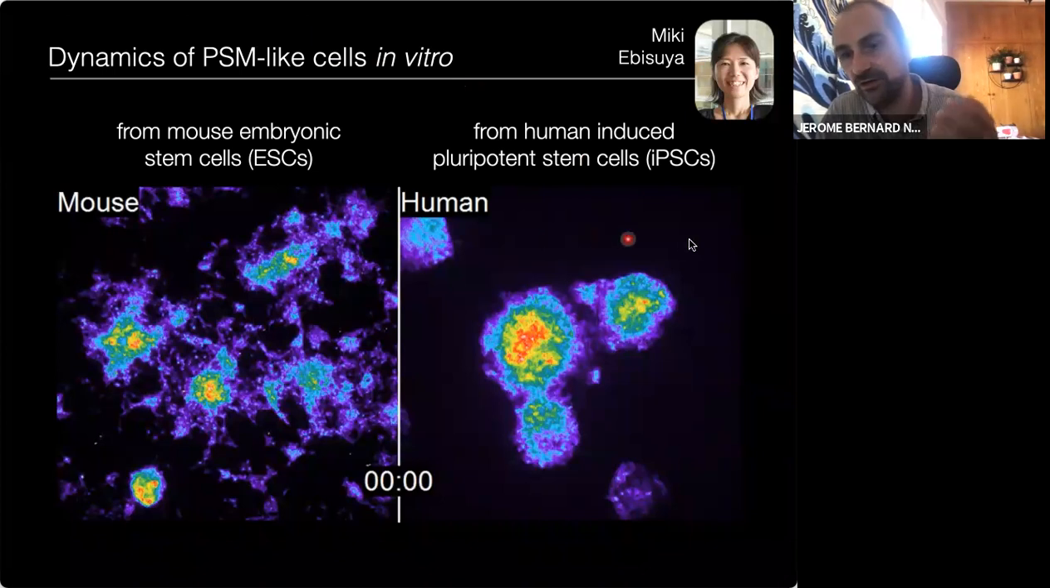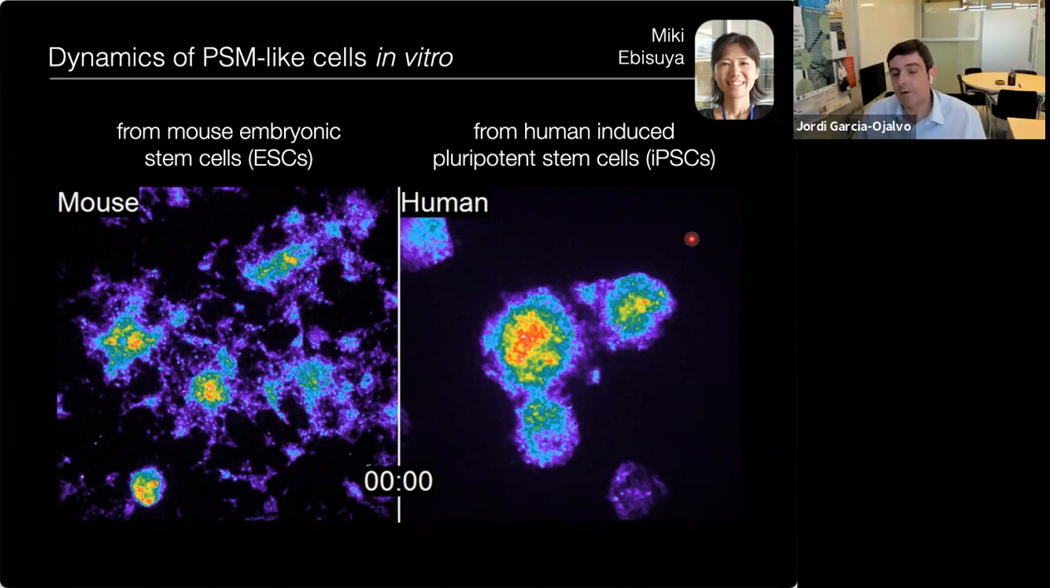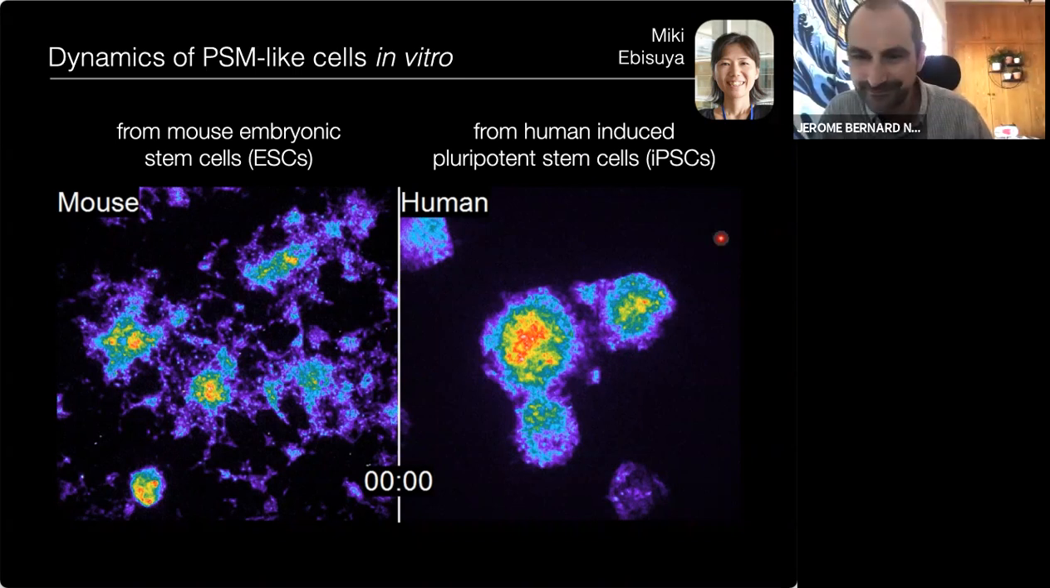Okay, so you have a sort of standardization of your experimental system. Yes, of course, it depends. Things are going to depend on the protocol that you are using. But once you have fixed your protocol, it can be quite reproducible, yes. Okay, thanks, Jordi. Thank you.